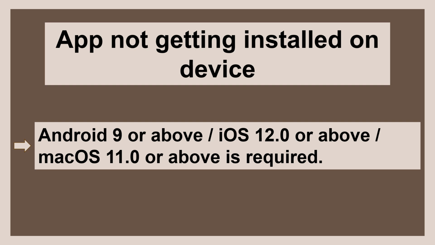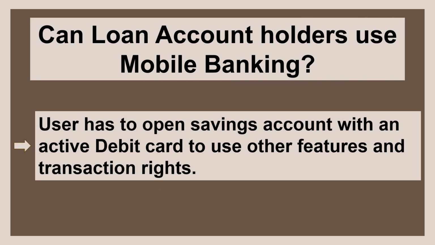App not getting installed on device. Android 9 or above, iOS 12.0 or above, macOS 11.0 or above is required. Can loan account holders use mobile banking? User has to open a savings account with an active debit card to use other features and transaction rights.